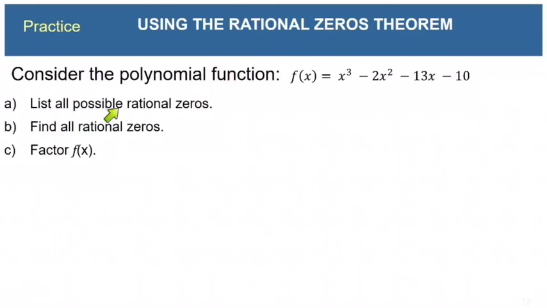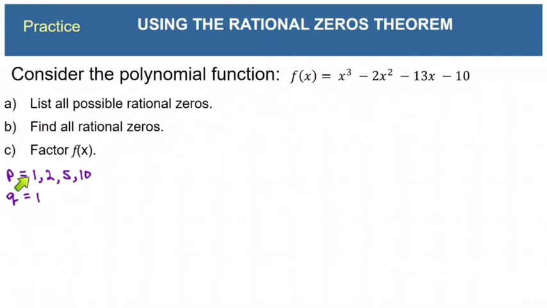So first, list all the possible rational zeros. That's our P over Q list. So we'll make a list of P numbers. Those are the factors of 10. And we'll make a list of Q numbers. Those are the factors of the leading coefficient, which in this case is 1. And we always like to see that because that makes it really easy to build our P over Q list. The possible rational zeros are every possible combination of P over Q that we can make, positive and negative.